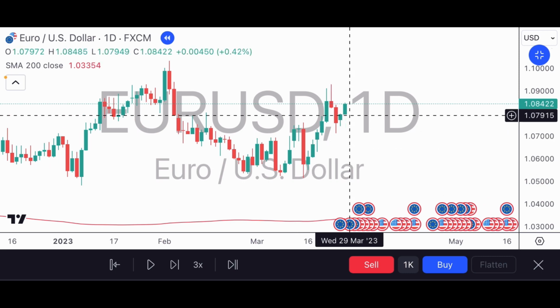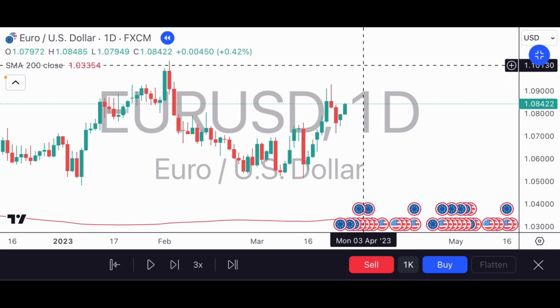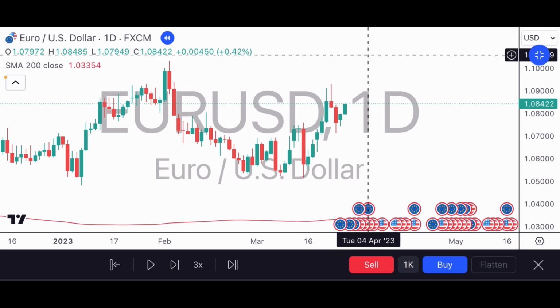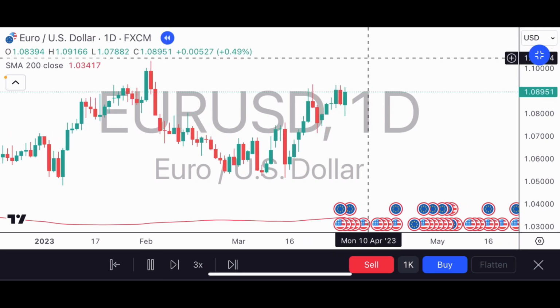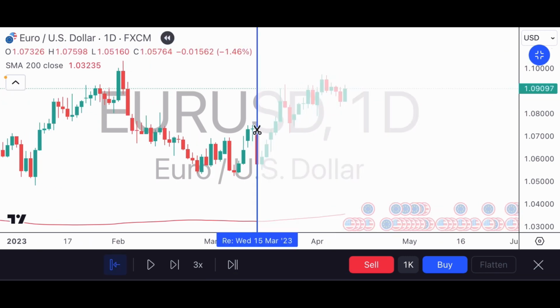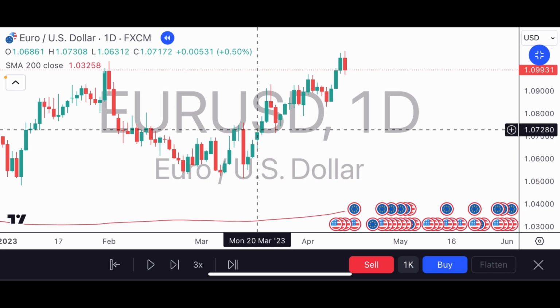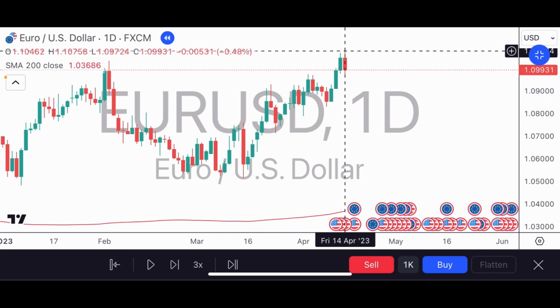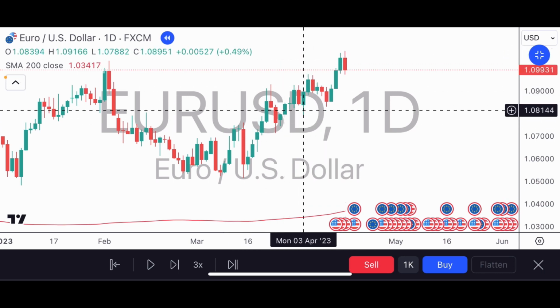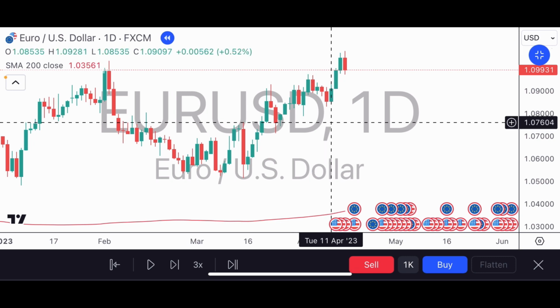But TP, I'll probably put somewhere over here, or somewhere over here. So let's see how this plays out. Yep, and pretty much TP got hit. We didn't have any drawdowns, so let's see if I can get one more trade with this.